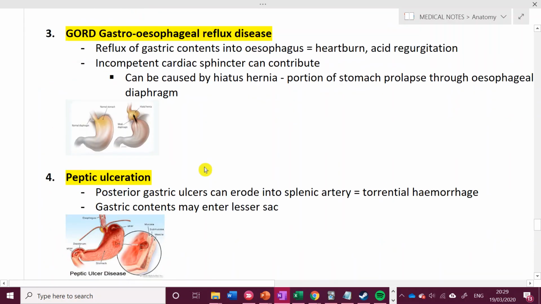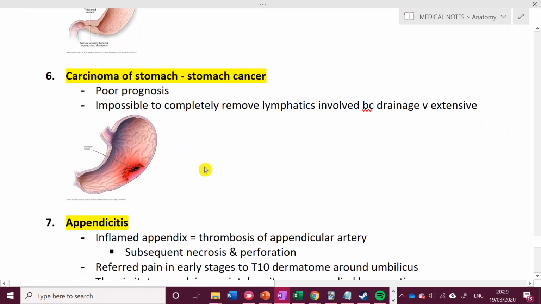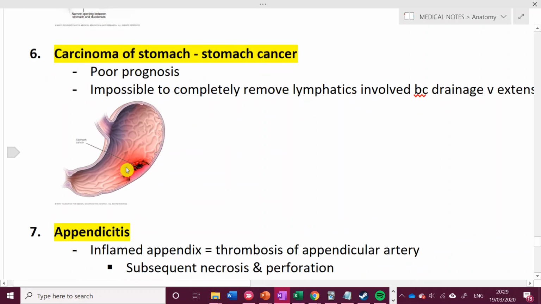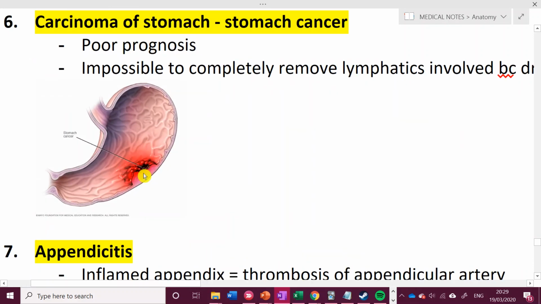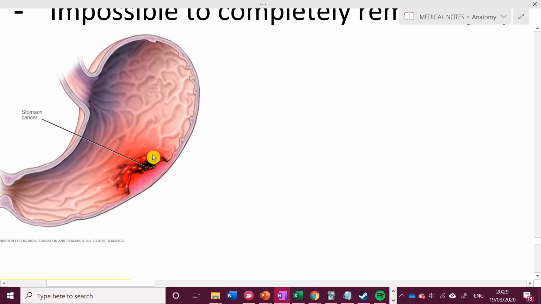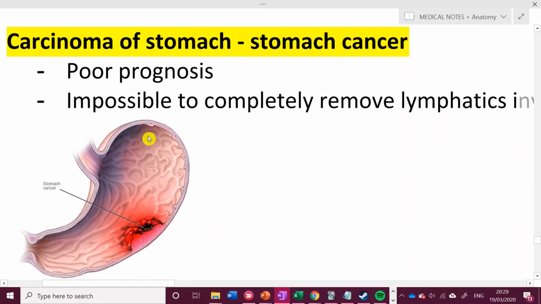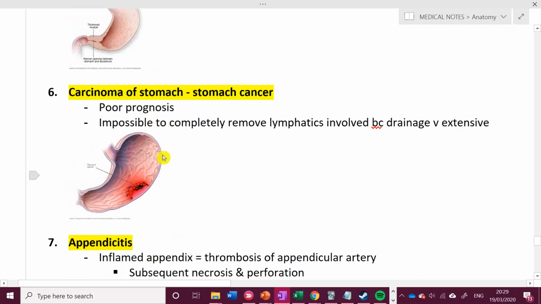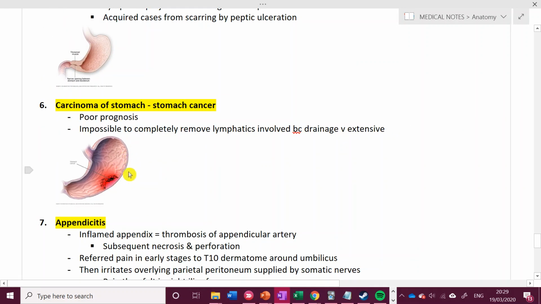So you have stomach cancer, which usually has a poor prognosis because it's very difficult to remove the cancer. This sort of looks like an ulcer, but it's not. It's very difficult to remove it because the lymphatics are very extensive, so it's difficult to remove from the very complicated network that's in here.